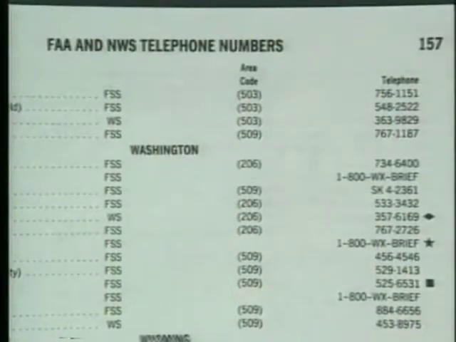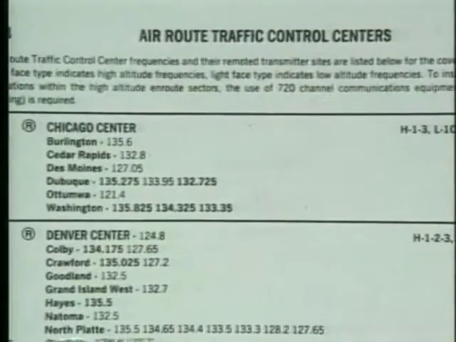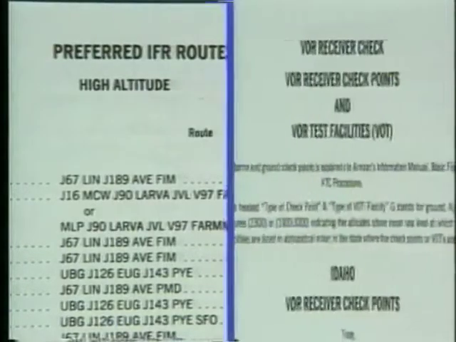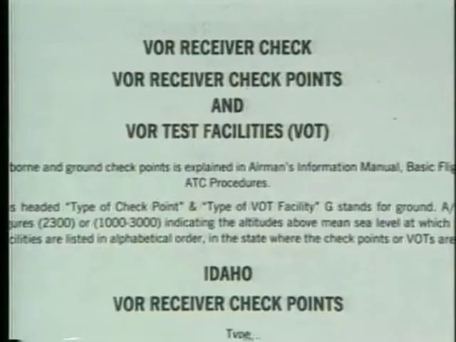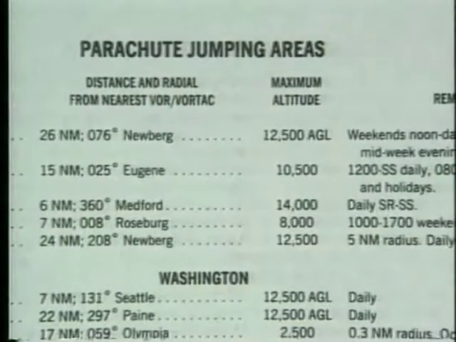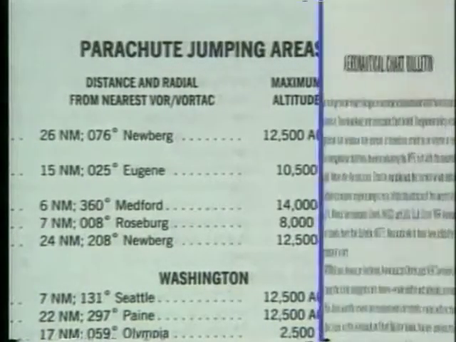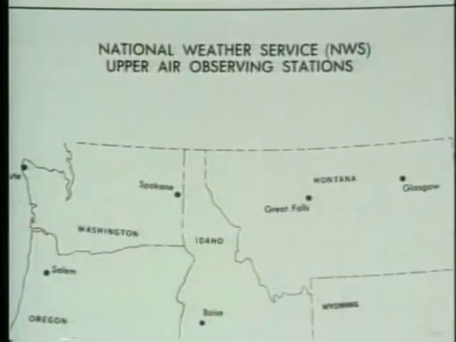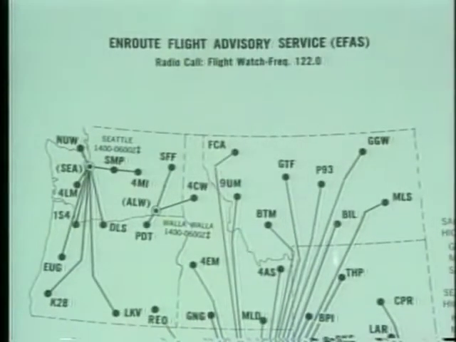The remaining sections provide telephone numbers for FAA and National Weather Service outlets, Air Route Traffic Control Center frequencies, preferred IFR routes, VOR receiver checkpoints, parachute jumping areas, aeronautical chart bulletins, upper air observation stations, and en route flight advisory service outlets.